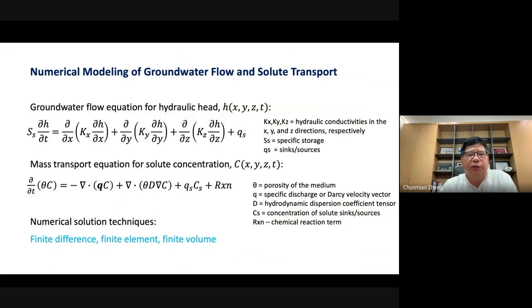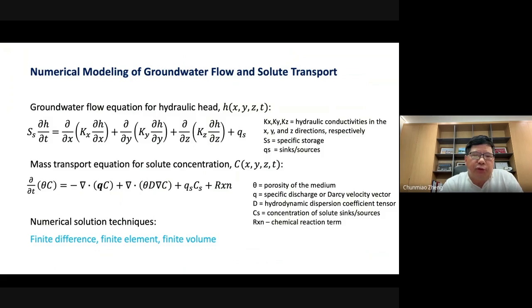And the second equation describes the mass transport in groundwater. So the variable is the concentration, solute concentration. And here it's a mixed order, first order advection and second order dispersion equation. And again, it also includes reaction. In my talk and later follow up, I will use case studies which solve both equations.